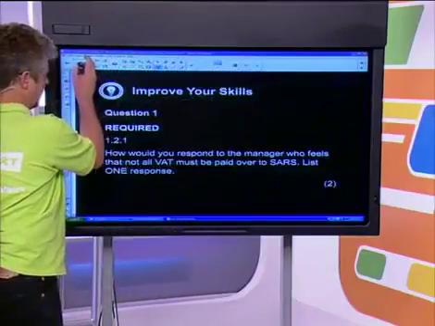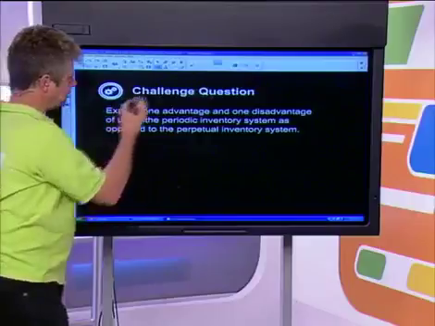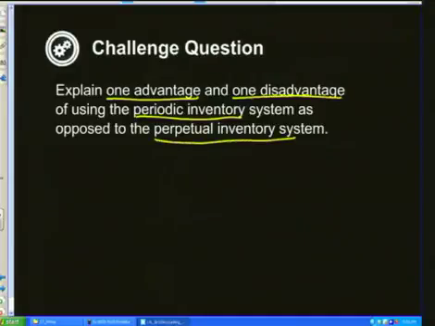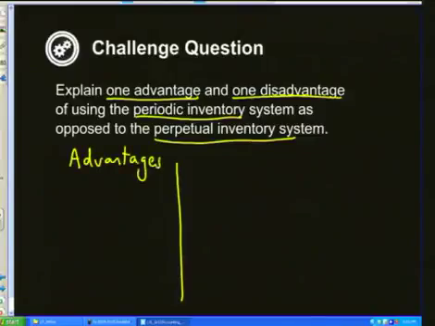Let's go back now to the challenge question that we had. So I asked you earlier to explain one advantage and one disadvantage of using the periodic inventory system as opposed to the perpetual inventory system. So I think, Looney, you said that there were some people that answered this question on Facebook. Yes. So maybe you can tell me some of the answers and we can write them up here.